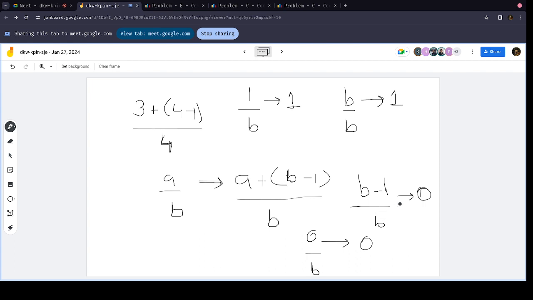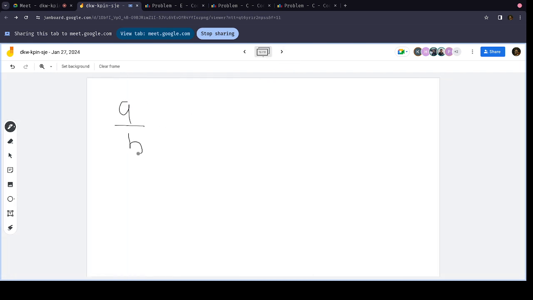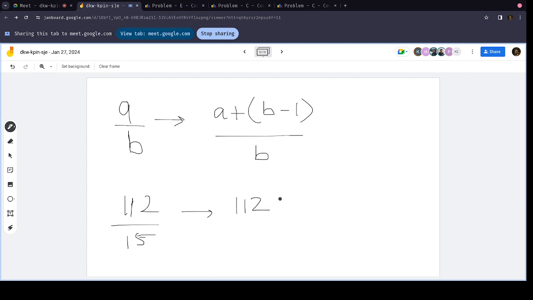So this is that easy. You brought the ceil function to integer division. How? For ceil of a by b, just use a plus b minus 1 by b, right? Now this works for any representation, not just whole numbers. Even if a is a lot bigger than b, say 112 by 15, the ceil of this will always be 112 plus 14 by 15. This is integer division again, so this will always be the ceil, right?